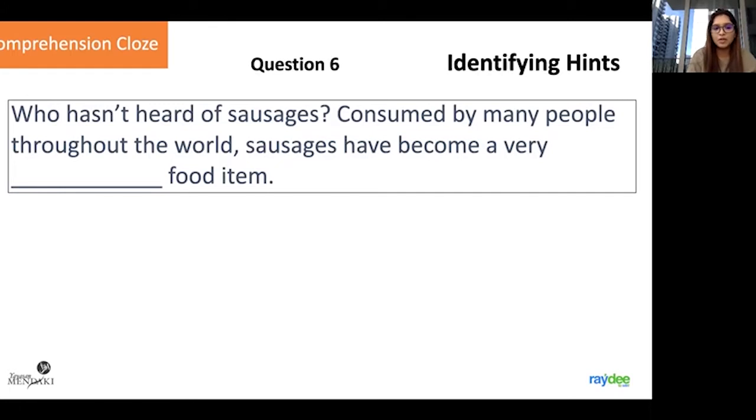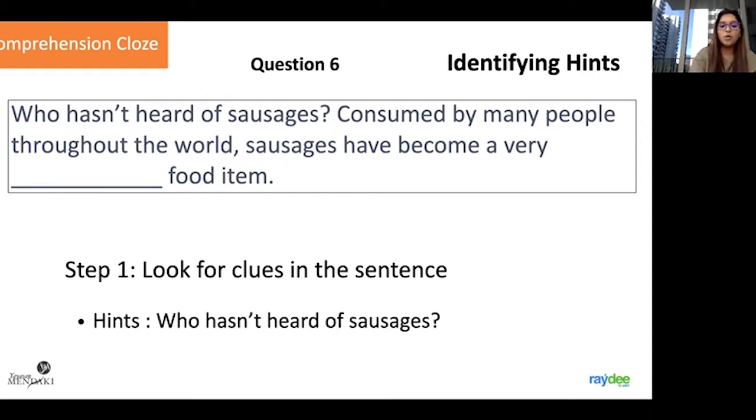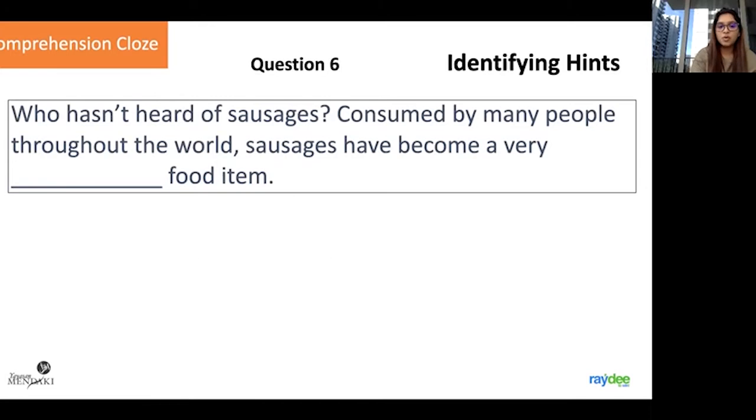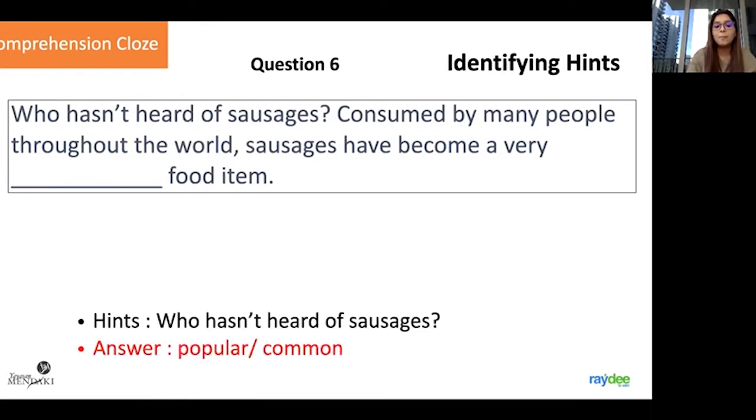Consumed by many people throughout the world, sausages have become a very what food item. Now, this sentence itself, who hasn't heard of sausages, tells us the popularity of this food item. So naturally, your answer would be popular or common. Both are acceptable in this sense.